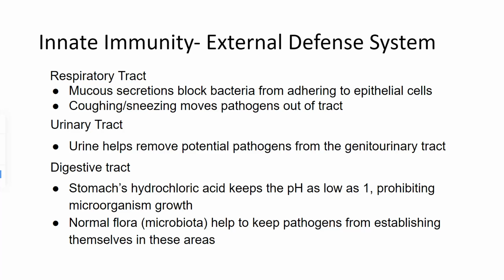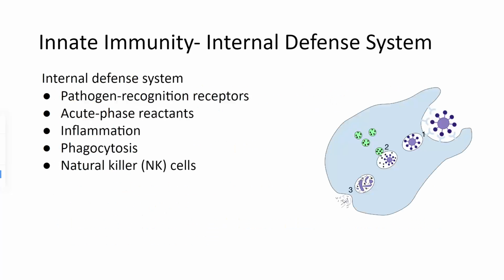The respiratory tract has those mucus secretions, and like I said, coughing and sneezing moves pathogens out of the tract. Urine helps flush out pathogens to keep them from getting up the urinary tract. In the digestive tract, the stomach's hydrochloric acid prohibits microbial growth, and then you have the normal flora that helps prevent pathogens from establishing themselves in those areas. So if a pathogen does get past all that and starts colonizing and infecting the body, we have that internal defense system, which consists of pathogen recognition receptors, acute phase reactants, inflammation, phagocytosis, and natural killer cells.